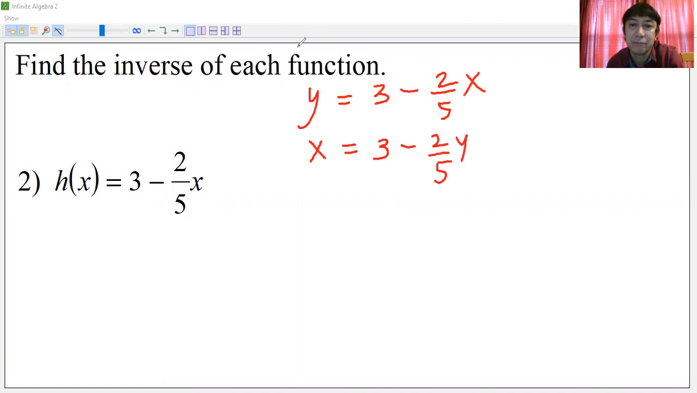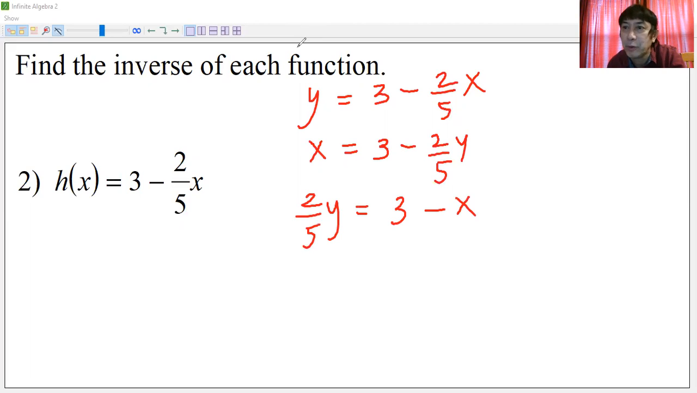And then we will be solving for y here. So this is the first step, swap the letters. Now we're going to solve for y. Let's transpose the negative 2/5 y to the other side, making it positive. So this will be 2 over 5 y, and this is equal to 3 minus x.